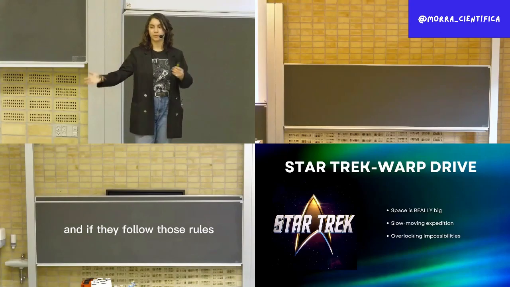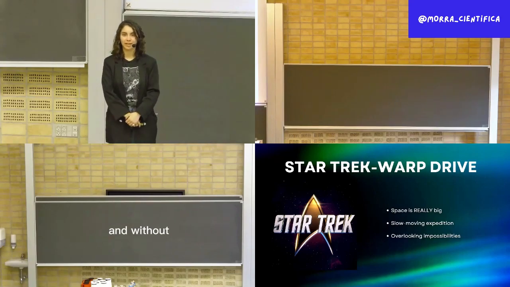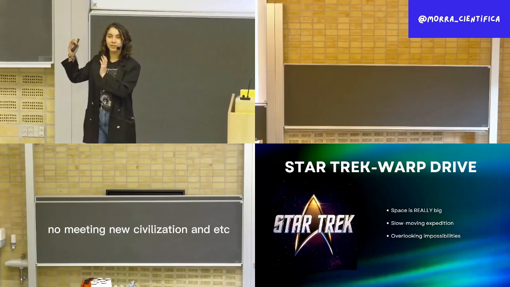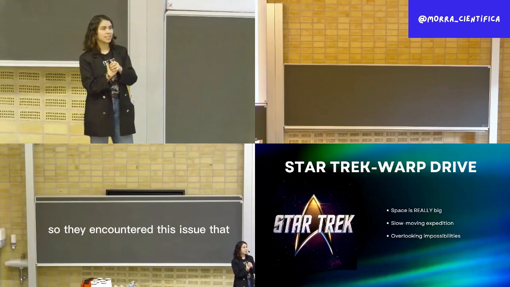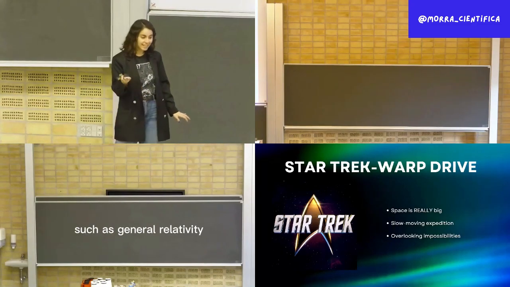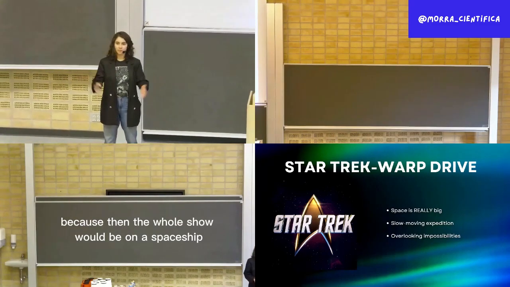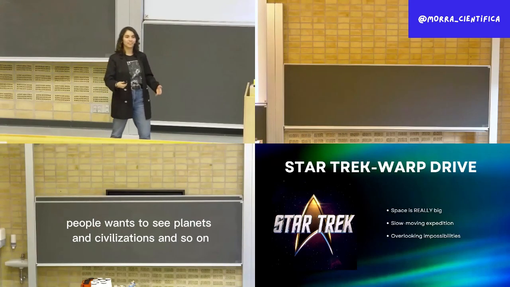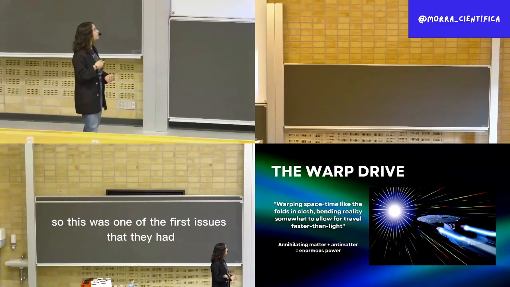And if they followed those rules, of course the whole show would be about everything that happened on the spaceship, without any action, no meeting new planets, no meeting new civilizations, and so on. So they needed to overlook a little bit of the impossibilities of the physics, such as general relativity, to make this show possible, because otherwise the whole show would be on a spaceship, traveling from one star to the other. And this is boring, so people want action, people want to see planets and civilizations and so on. So this was one of the first issues that they had.